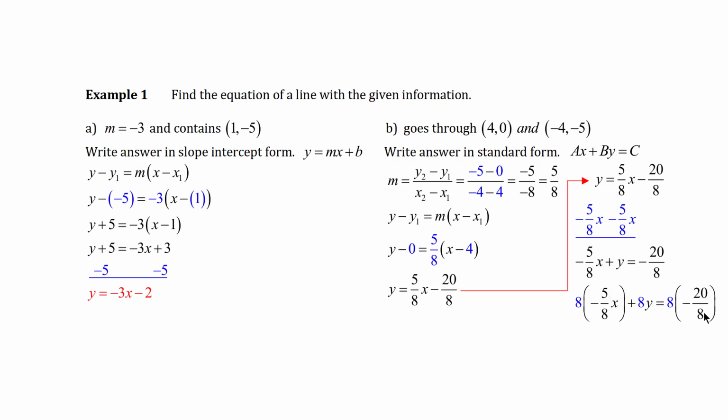Simplifying the left-hand side, 8 times negative 5 over 8x becomes negative 5x. 8 times y becomes 8y. And on the right-hand side, 8 times negative 20 over 8 simplifies to just negative 20. So our final answer in standard form will be negative 5x plus 8y equals negative 20.